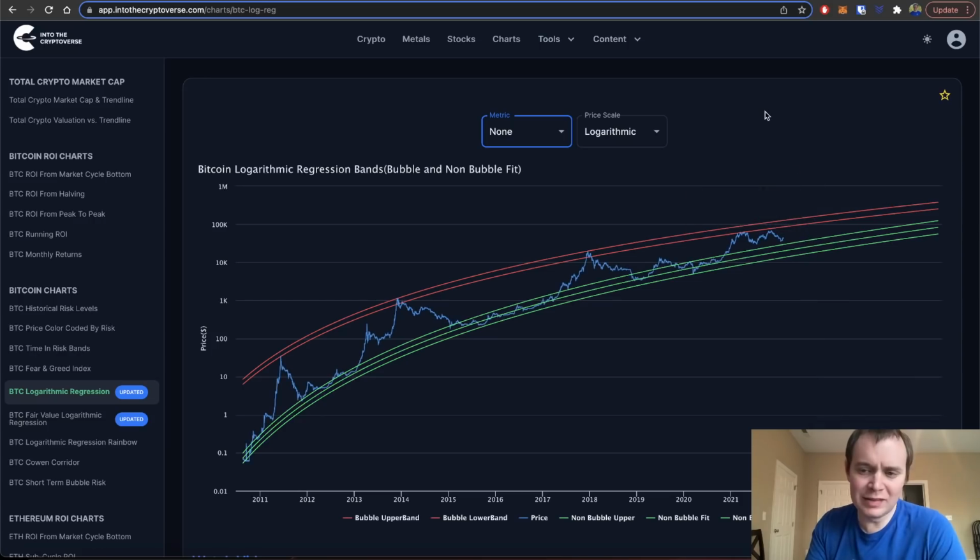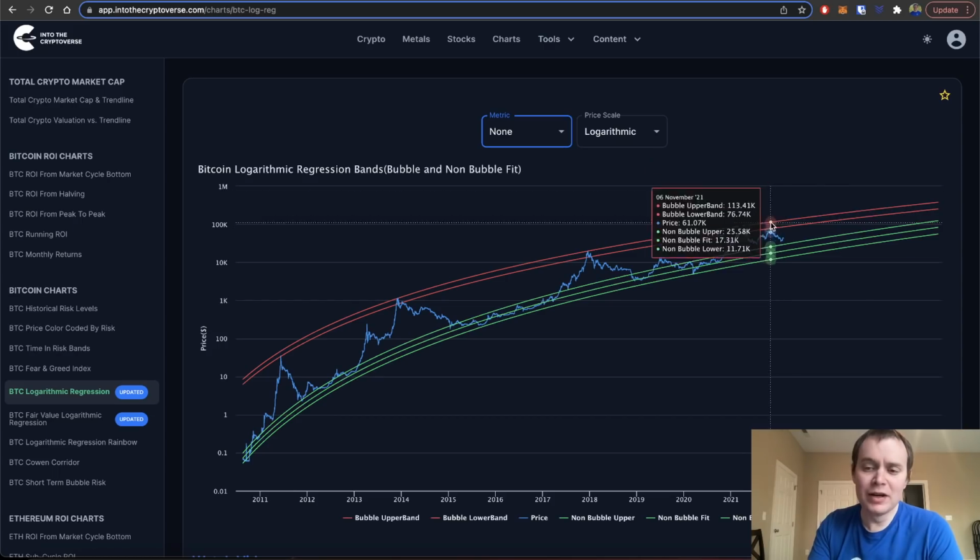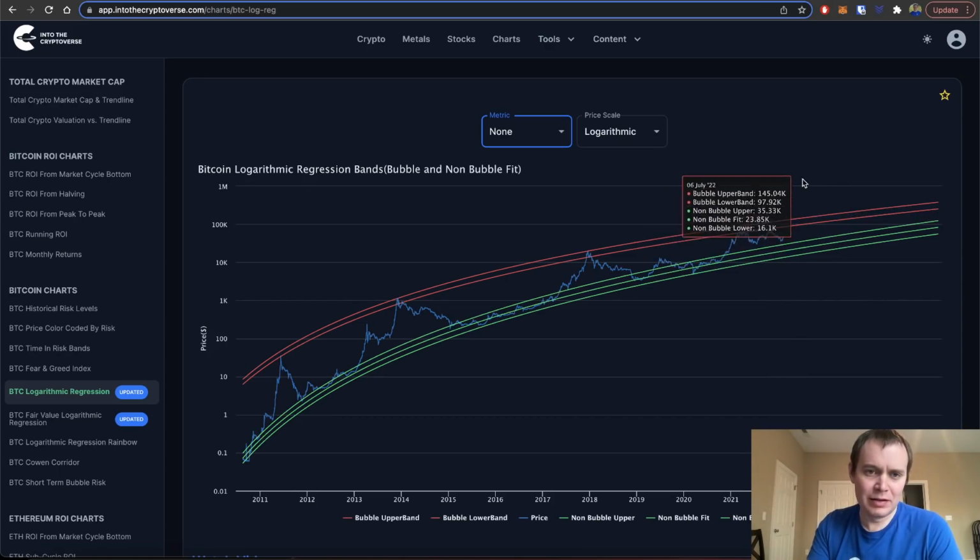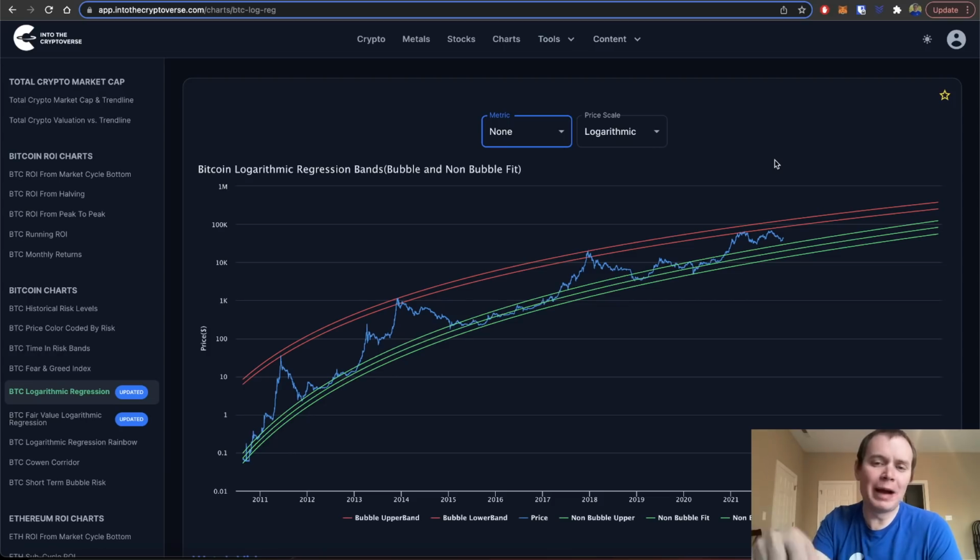So the point is we don't know when we're going to go back up to the regression band, right? We don't know. We can't know. But whenever it does happen, it likely means that we then have to go back down for a while, which is one of the reasons why we said back in April that we are too far extended. We need to go back down for a while. And then we dropped about 55%.